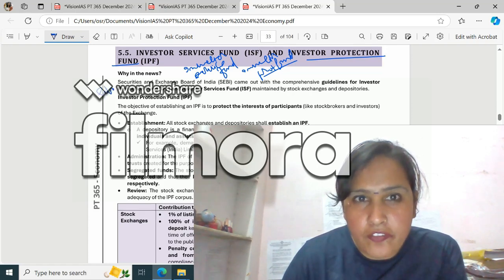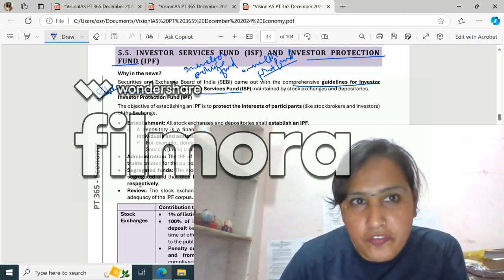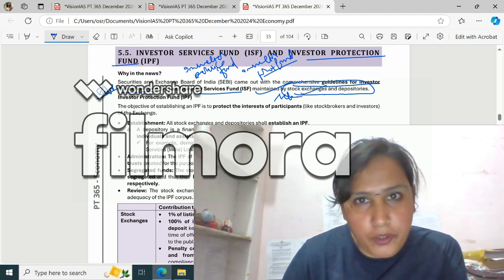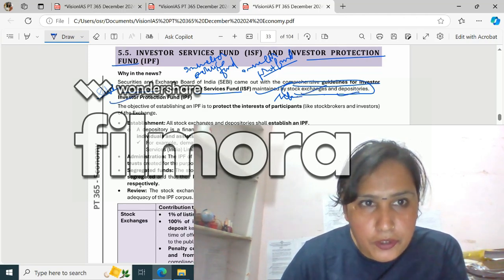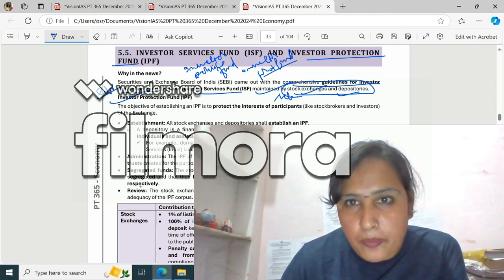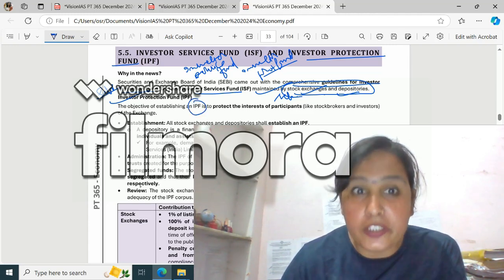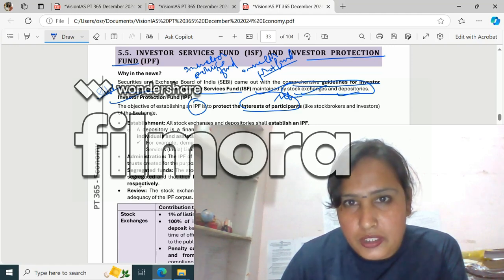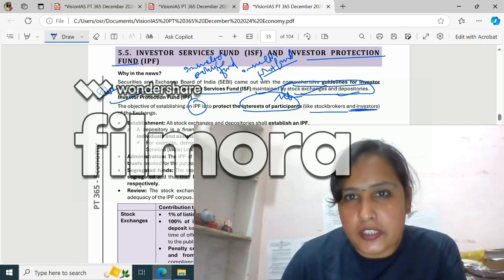So SEBI, you know about the SEBI. SEBI has come out with comprehensive guidelines for the Investor Protection Fund and Investor Service Fund, and this is maintained by the stock exchanges and depositories. The objective of establishing the Investor Protection Fund is to protect the interest of the participants, like the stockbrokers and the investors, and of the exchange.